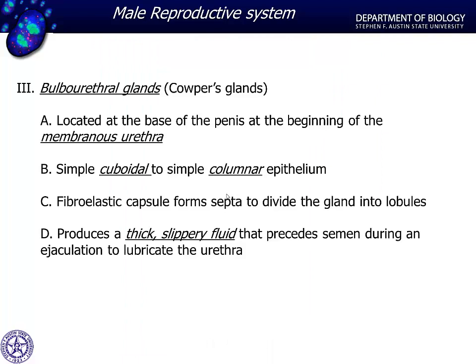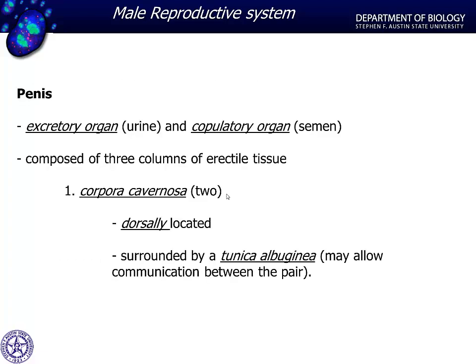Now, the last of our accessory glands, the bulbourethral glands, we're not going to see these in any particular slide, but these are going to be at the base of the penis at the beginning of the membranous urethra, as the urethra is actually penetrating through the perineum of the body. These are going to have a simple cuboidal to maybe a shorter simple columnar epithelium. What bulbourethral glands produce is going to be a thick, slippery fluid. This is going to help lubricate the passageway for the semen as it's expressed in the ejaculate through the remainder of the penile urethra.